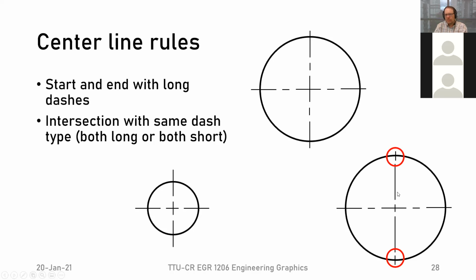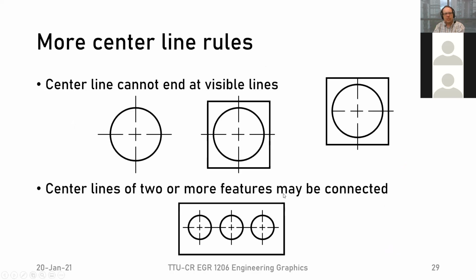The red circles were the ones that were supposed to come in and out. But we have our red circles right here, right? Those would be wrong because the last dash is a short one. It'd be short, long, short, long, short. We want to end in long dashes, not in short dashes. And of course, here this would be wrong because we're intersecting a long dash and a short dash, right? So these are the rules for these center lines.